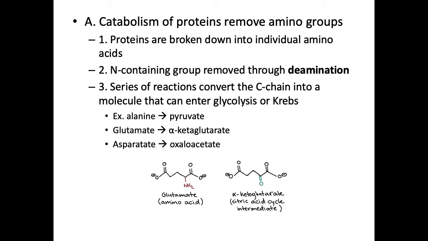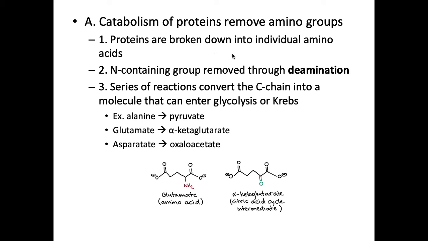So catabolism of proteins, what they tend to do is they tend to remove amino groups. Remember that proteins are made up of amino acids, and amino acids are made up of about 4 parts. You have the amino group, that's the nitrogen part, the carboxyl group, and then I think there was an OH on one end, and the other is the R group that makes that amino acid specific.